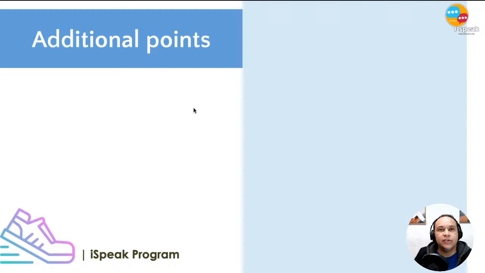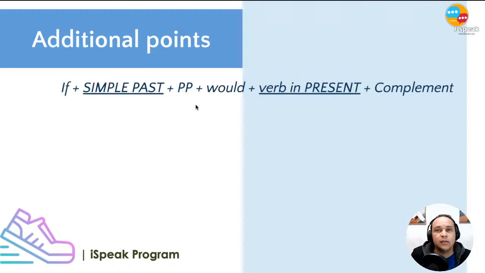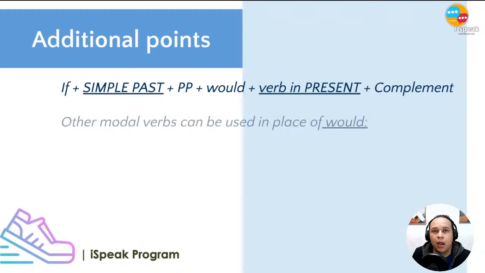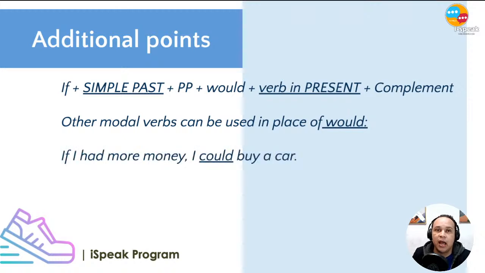So let's go ahead and talk about additional points before we get to the strategy of the second conditional. An additional point of the second conditional is that we can use other modal verbs instead of would, right? So instead of saying if I had more money, I would buy a car, you can say I could buy a car, meaning that buying a car would be possible, but it's still in your imagination.